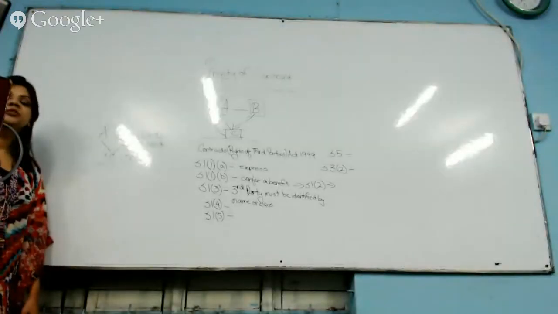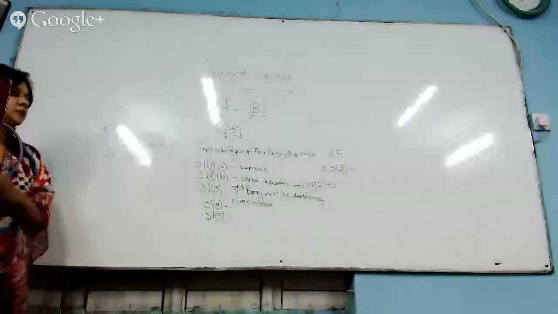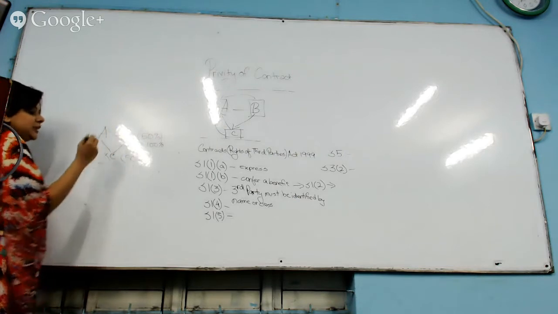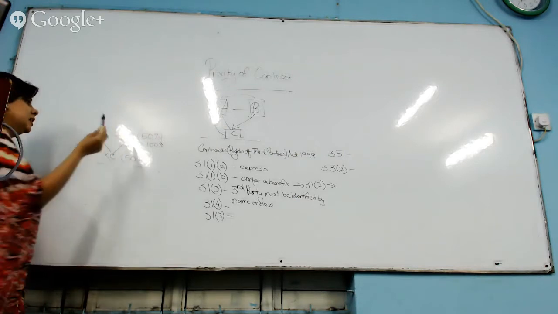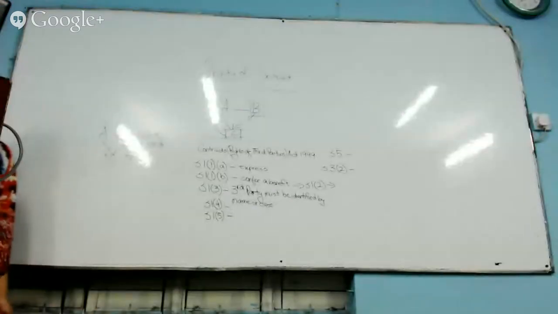Situation number one, when B expressly told A, I accept this term, or B knew that C would rely on it, and the third one, he reasonably expected C to rely on it. These three conditions. Clear, Shadman?